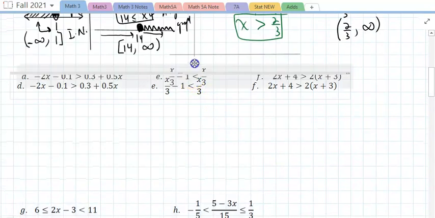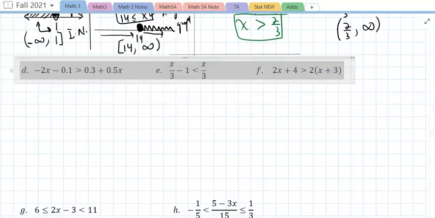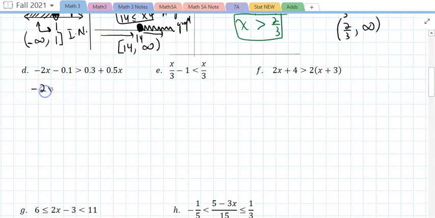Next set of problems. This is negative 2x minus 1 over 10 is greater than 3 over 10 plus 5 over 10. No need to deduce anything. The LCD for the problem is 10. Very easy to play with.